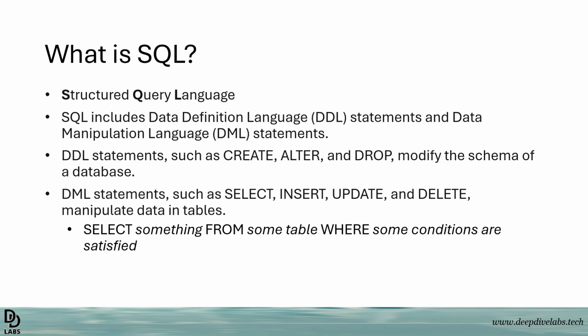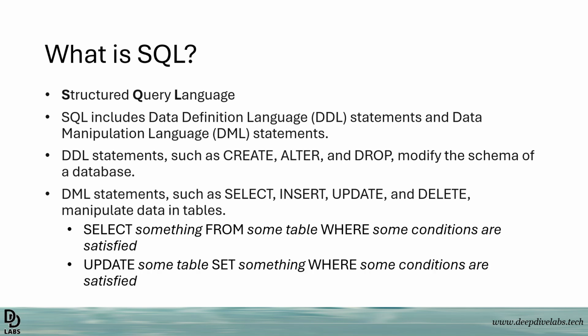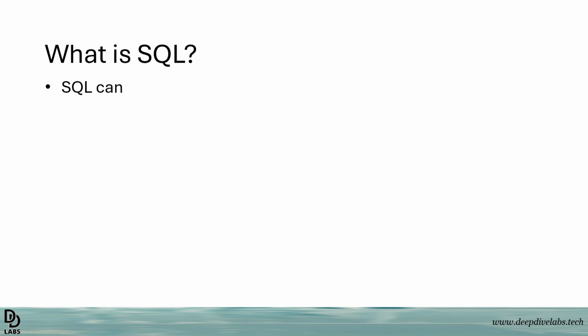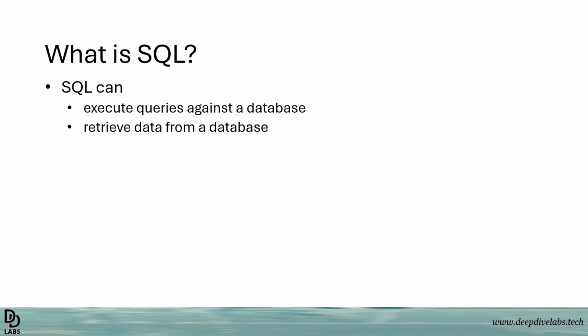So, select something from some table where some conditions are satisfied is a typical format, right? And update some table set some specific attribute where some condition is satisfied. So, these are typical DML statements. So, what can SQL do? It can help to execute queries against a database and retrieve data from a database.